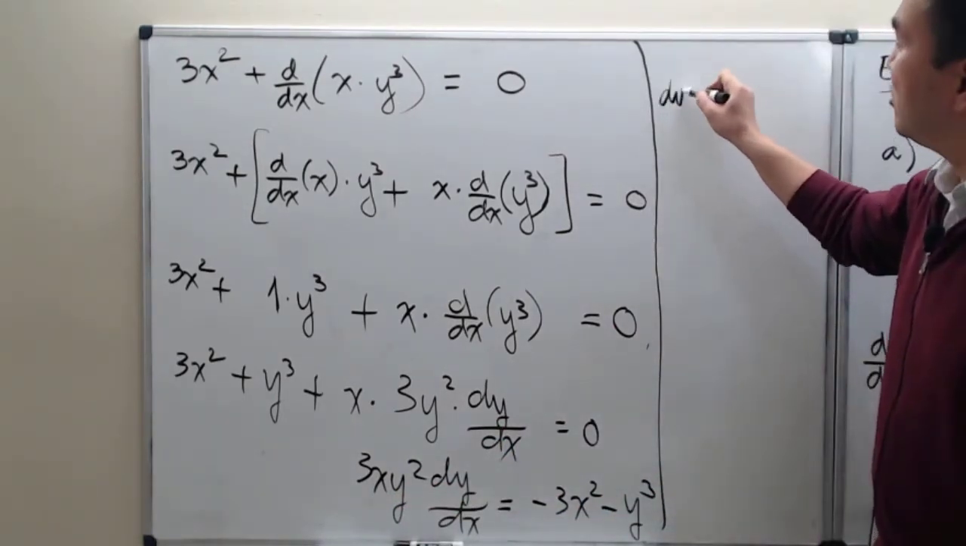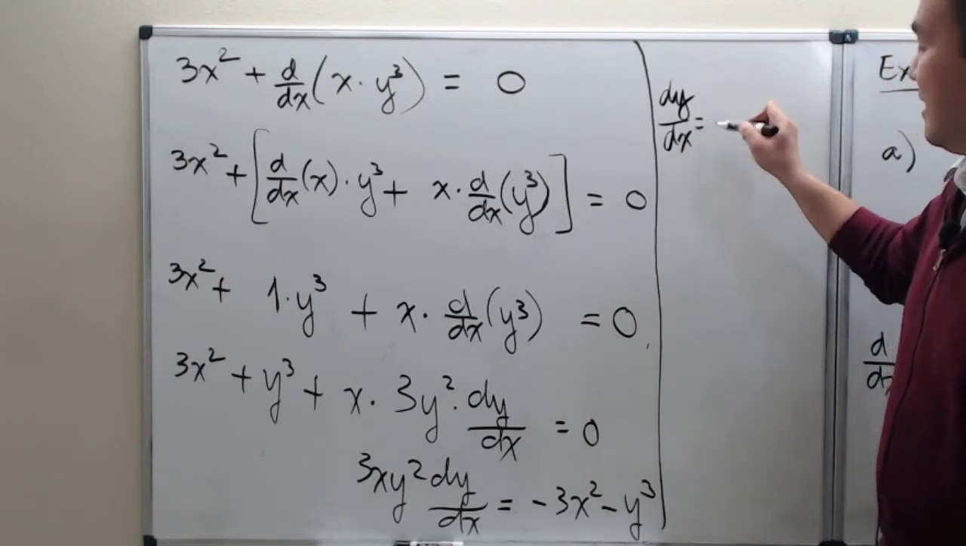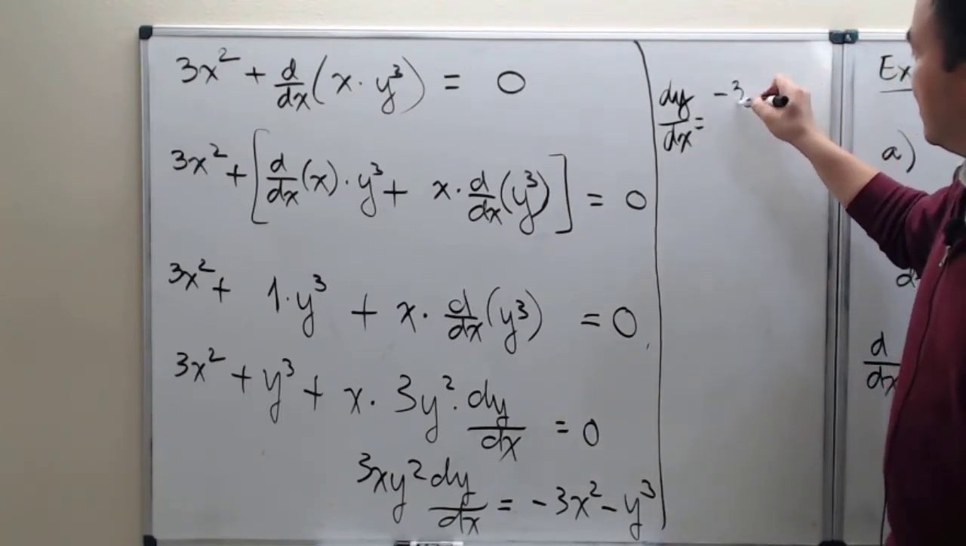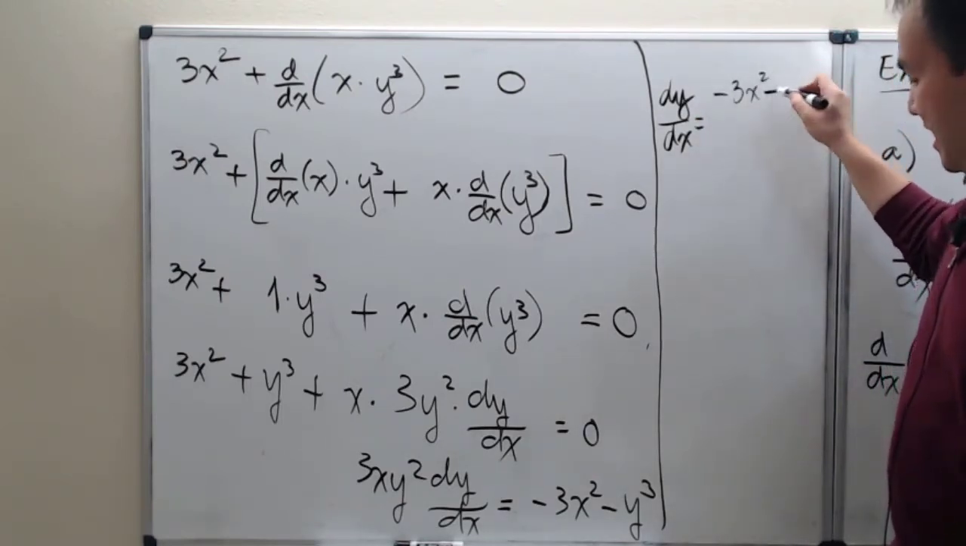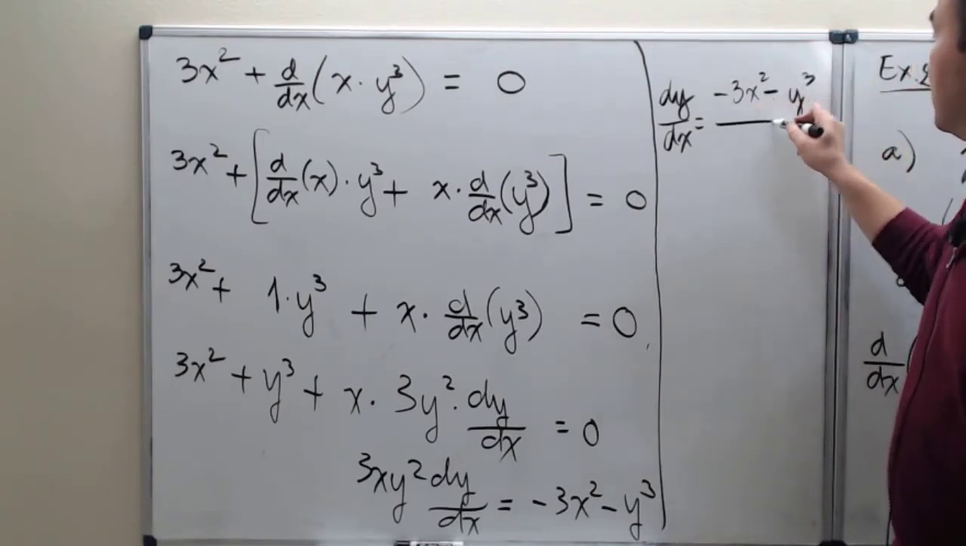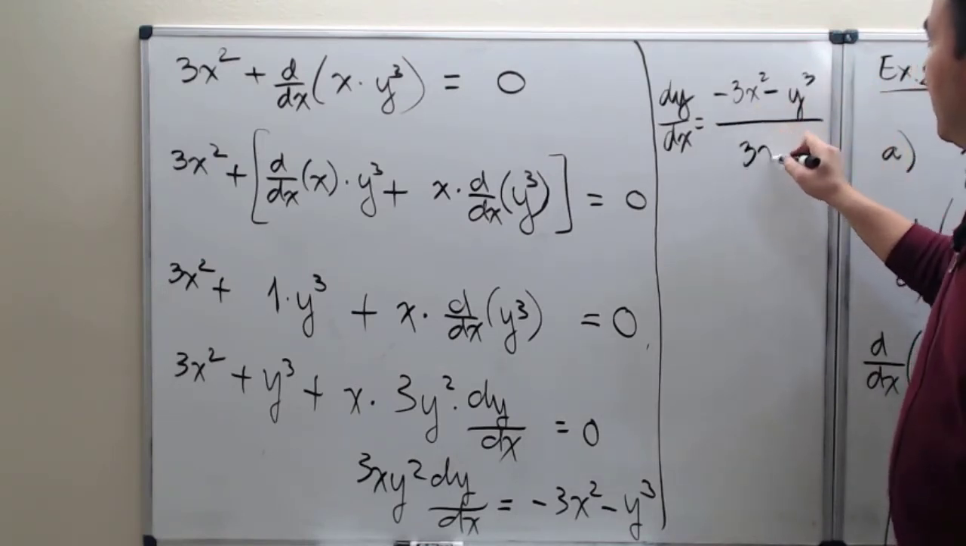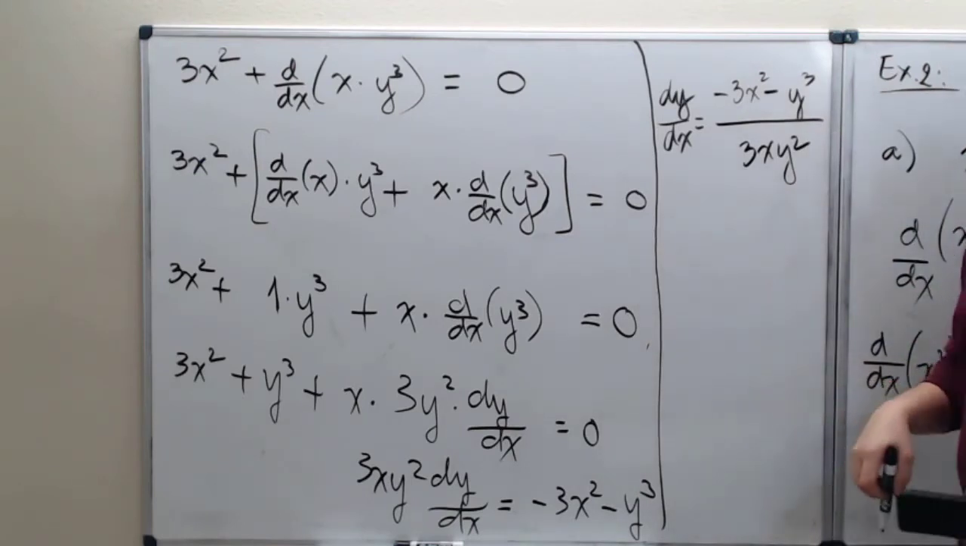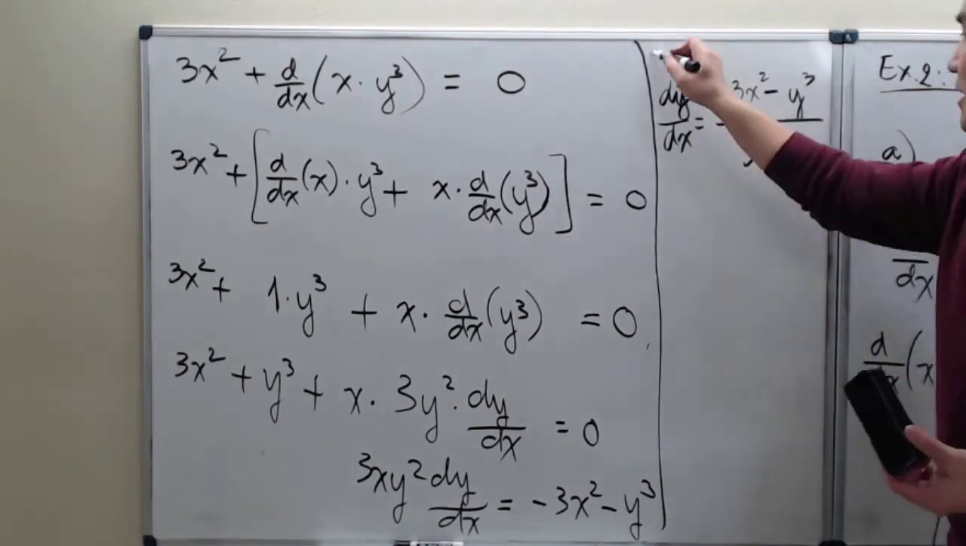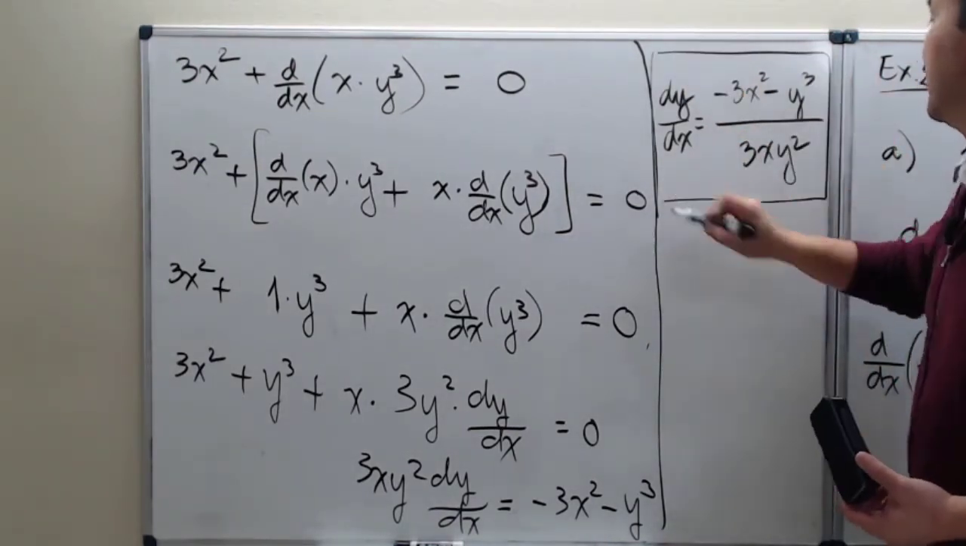So my final dy/dx here is negative (3x squared minus y cubed), but now divided by 3xy squared. All right, and so there's our final derivative.